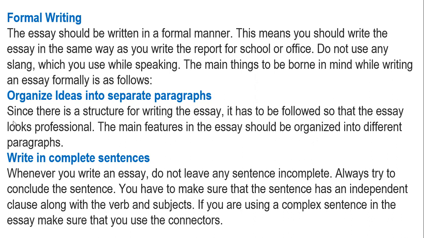Organize ideas into separate paragraphs. Since there is a structure for writing the essay, it has to be followed so that the essay looks professional. The main features in the essay should be organized into different paragraphs.